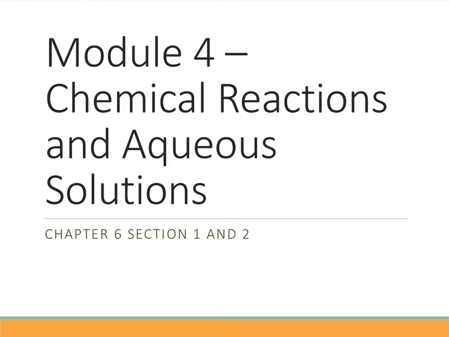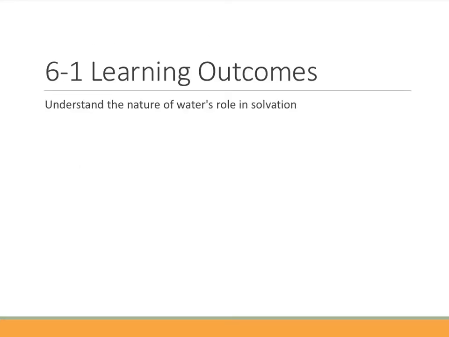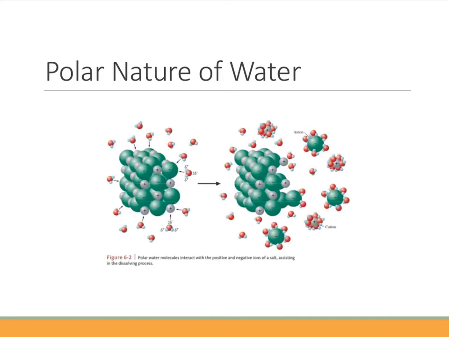In Module 4, we're going to talk about chemical reactions and reactions that occur in aqueous solutions. So for 6.1, our learning outcomes are to understand the nature of water's role in solvation. Now, water is a polar compound. What that means is it acts as if there are tiny magnets in the water molecule. One end is a positively charged end, one is a negatively charged end.